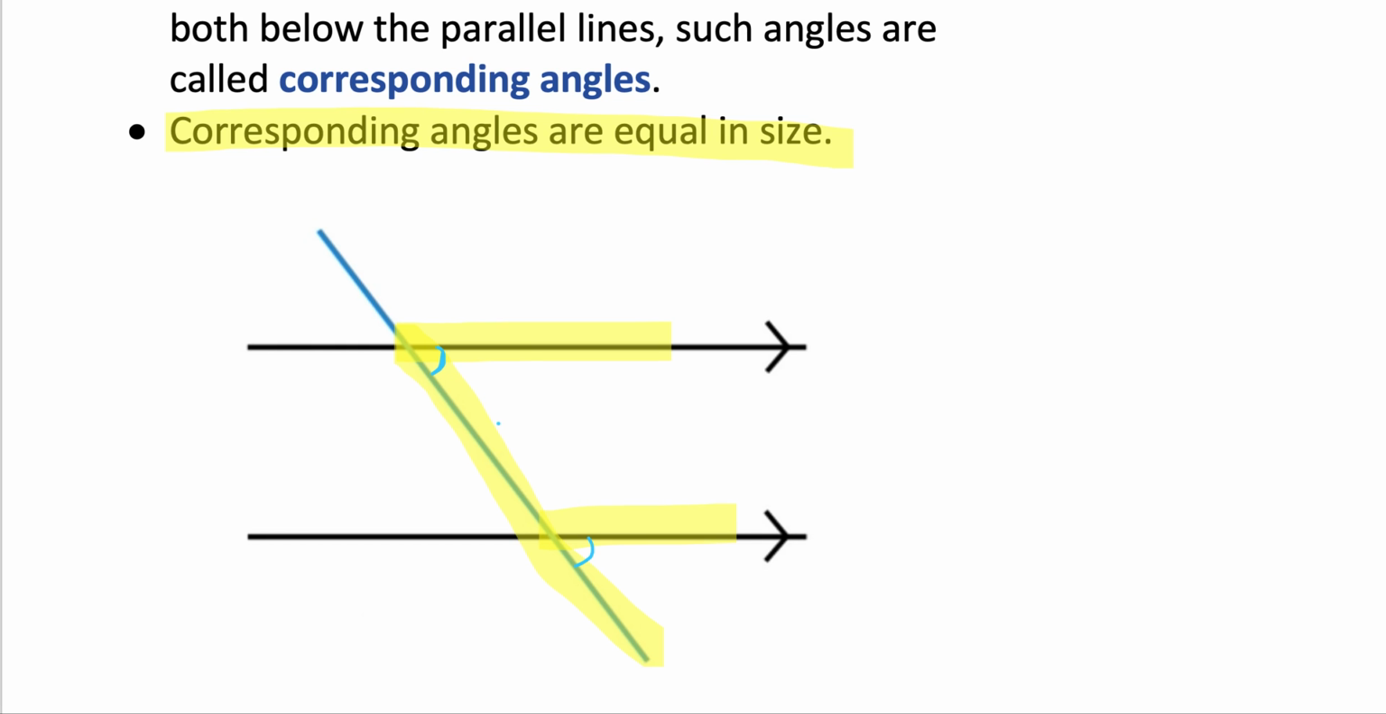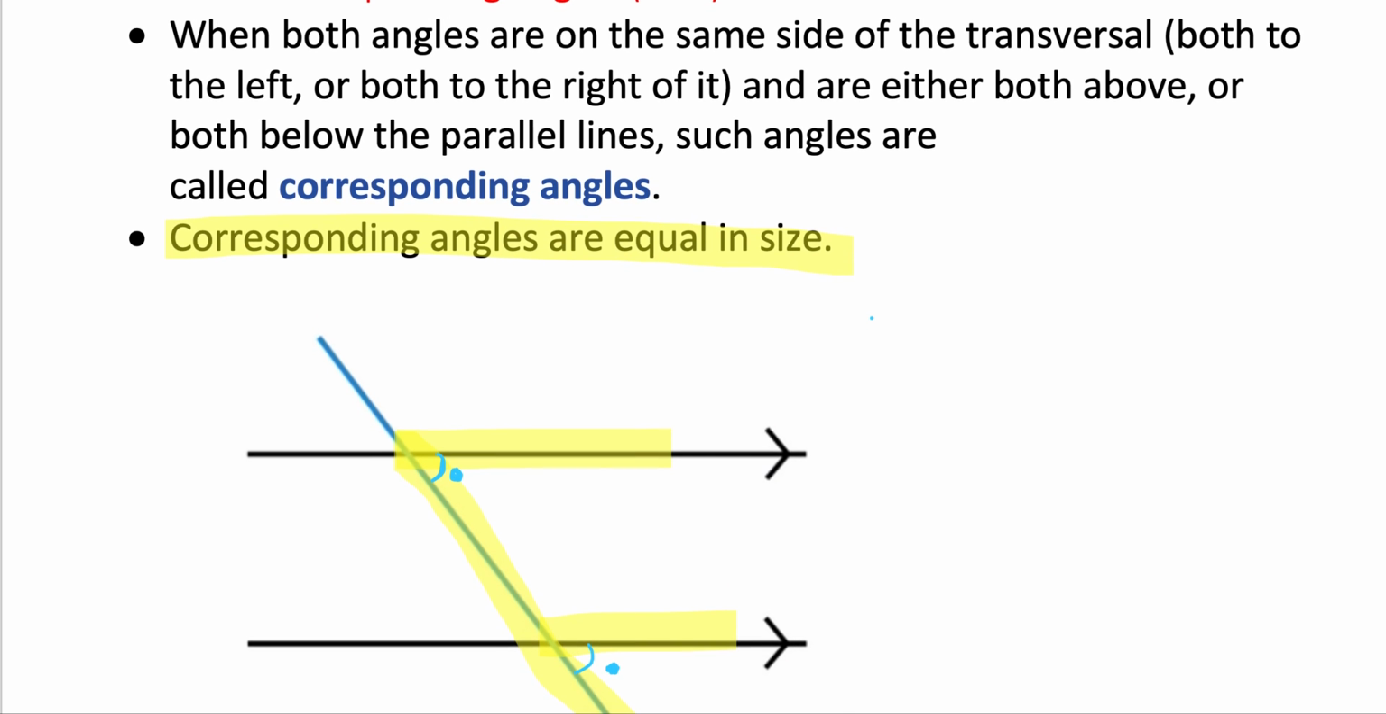And these two angles that I put here, that I'm going to symbolize with a blue dot, are equal in size and they are corresponding angles. So let's go back to the definition, and it says when both angles are on the same side of the transversal. Which one is the transversal? Is our blue one. And we say those two angles are on the same side of the transversal. Yes, that's right. Both to the left or both to the right. In this case, they're to the right, and are either both above or both below. You can say here that below the parallel lines. So in this case, both are below the parallel lines, then are corresponding angles.